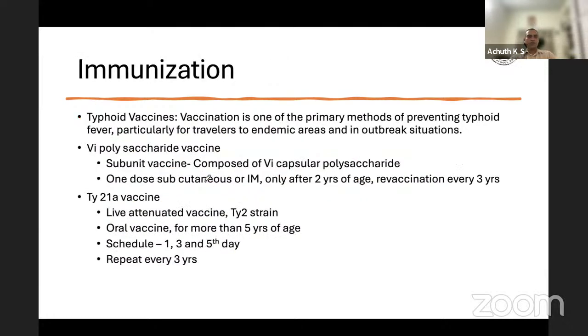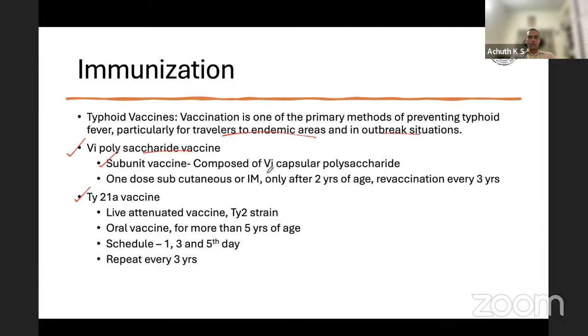typhoid infection. Coming to immunization, vaccination is one of the primary methods of preventing typhoid fever in travelers to endemic areas and in outbreak situations. There are two types of vaccines, that is polysaccharide vaccine, which is a subunit vaccine, and a live attenuated vaccine.